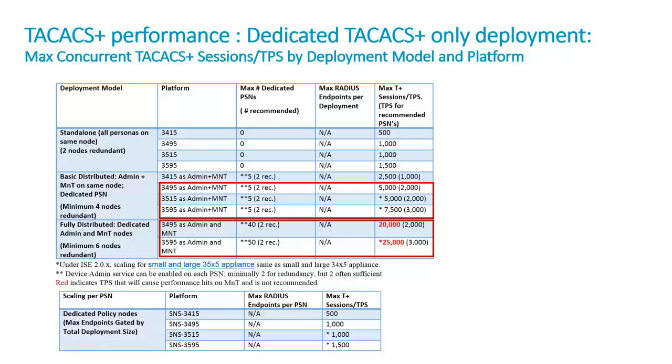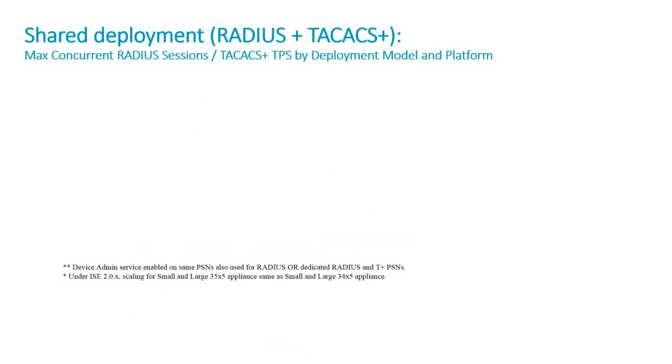The table below gives you the scaling per PSN, and it also gives you an idea of the maximum transactions per second supported per platform. So for a dedicated deployment, based on this table, we need up to 2 or 3 PSNs, depending on the hardware, to support 2300 transactions per second for our use case.